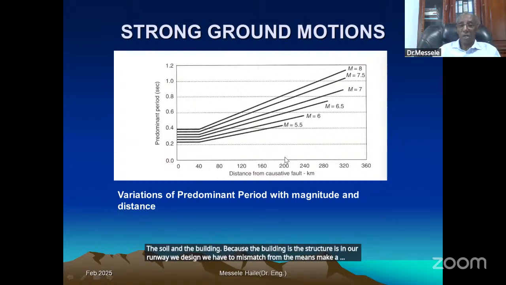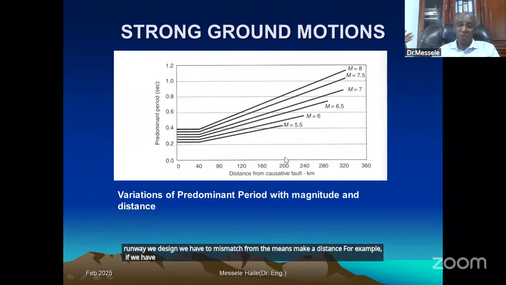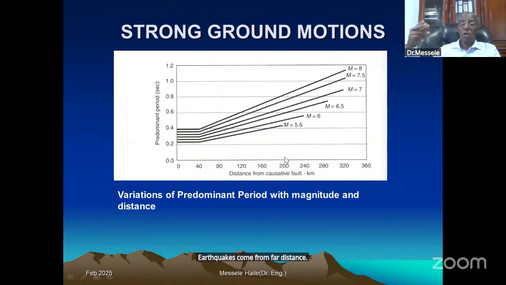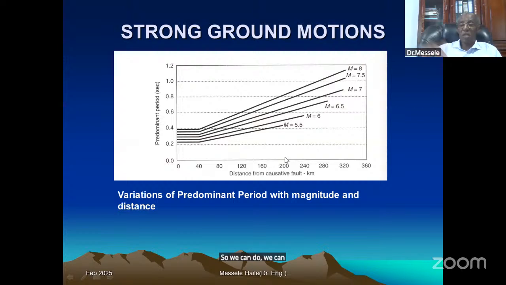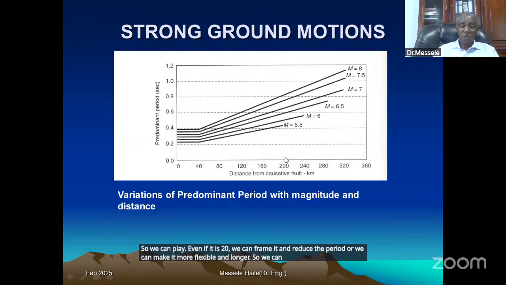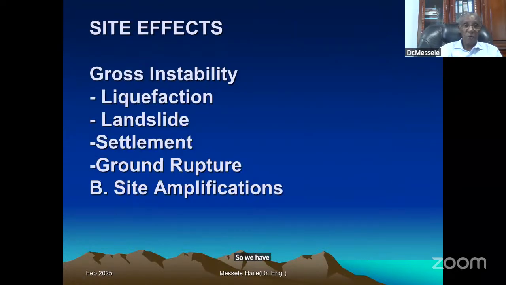For example, with a long period, like in Mexico City, earthquakes come from a far distance. The soil is very soft. The source was about 2 seconds in the earthquake, and the soil, the lake bed in Mexico, was around 2 seconds. Then mostly buildings between 18 and 25 stories were damaged. So we can play. Even if it is 20 stories, we can frame it and reduce the period, or we can make it more flexible and elongate it. So we can play with this. We have to be aware of the trick.